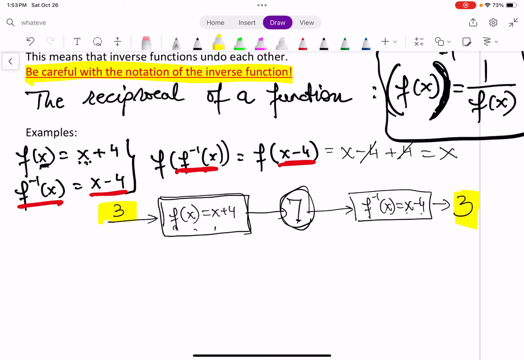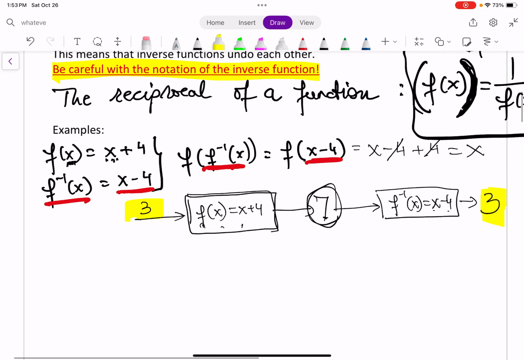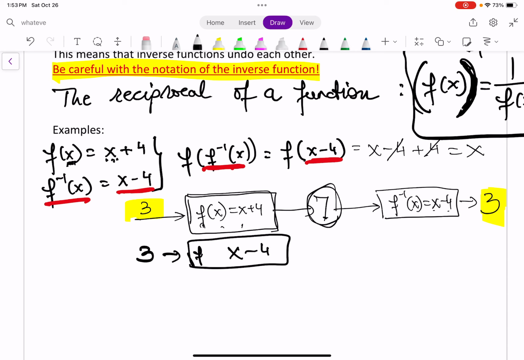And again, if you wanted to put 3 through the function f inverse first, so let's say we're plugging it through the x minus 4 machine first, then 3 minus 4 is -1. Then when we plug this through the f of x machine, that adds a 4 to whatever comes its way. -1 plus 4 is back to 3, right? So it doesn't matter the order through which we let them go.